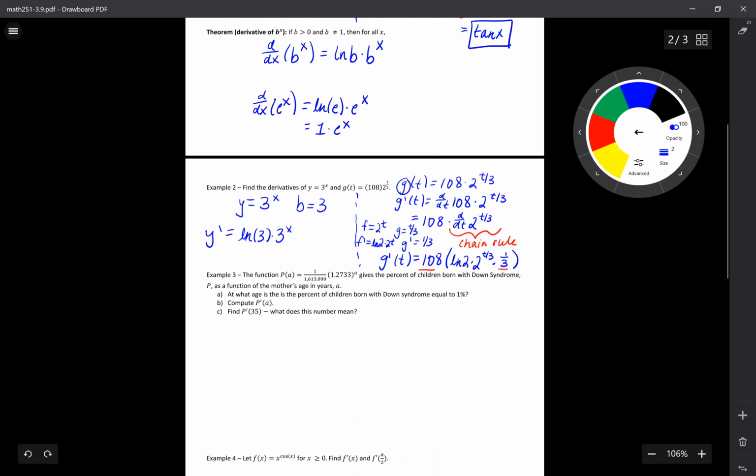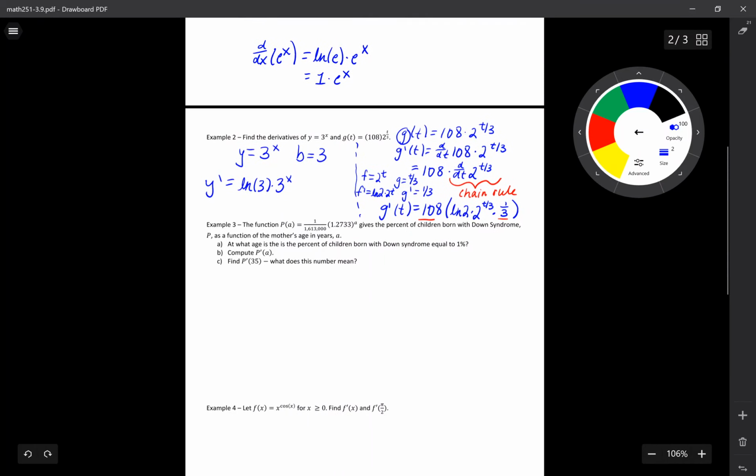Okay, next we have sort of an application word problem. So we have a function p of a is equal to 1 over 1,613,000 times 1.2733 to the power of a. And this gives the percent of children born with Down syndrome, p, as a function of the mother's age in years, a. So I first want to determine at what age is the percent of children born with Down syndrome equal to 1%. So I want my p of a to be equal to 1.